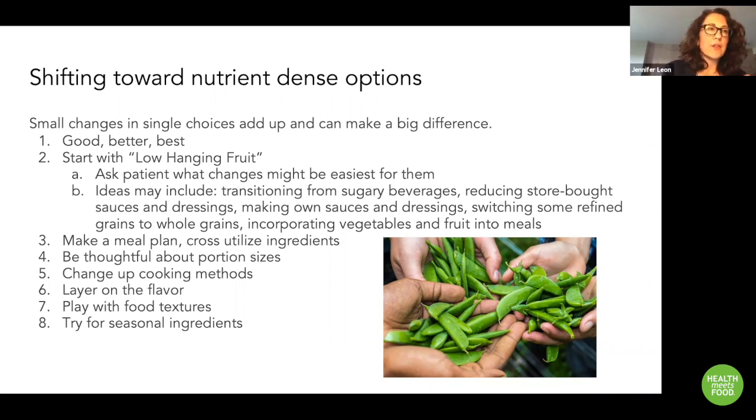Also, some of the other things that we'll be talking through are making a meal plan and understanding how to cross-utilize ingredients, being thoughtful about portion sizes, learning how to cook to add interesting flavor, and on and on. We will be going through each of these in the next few slides. So I will go to the next slide, please.